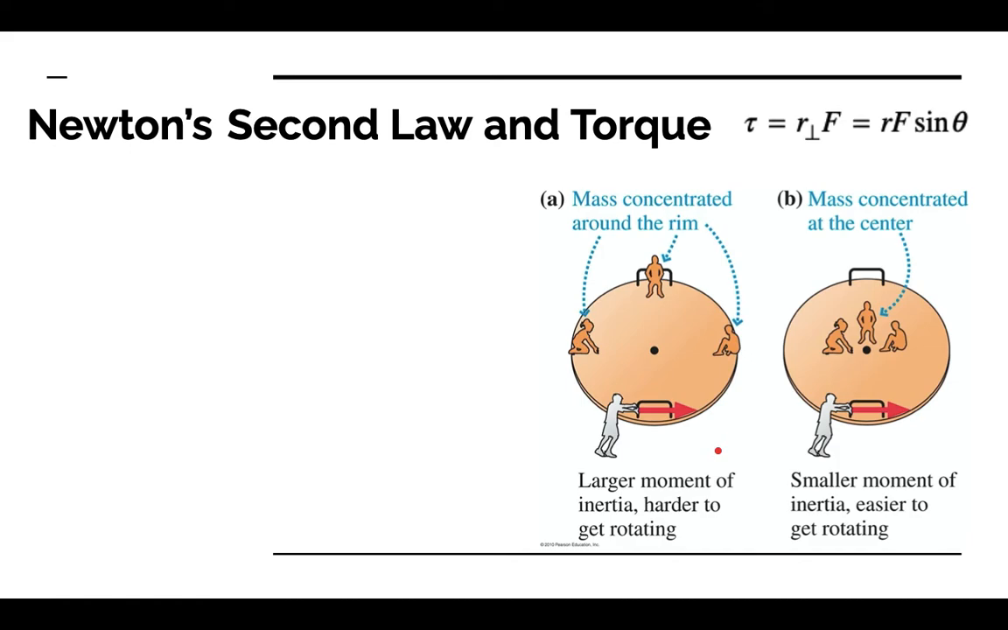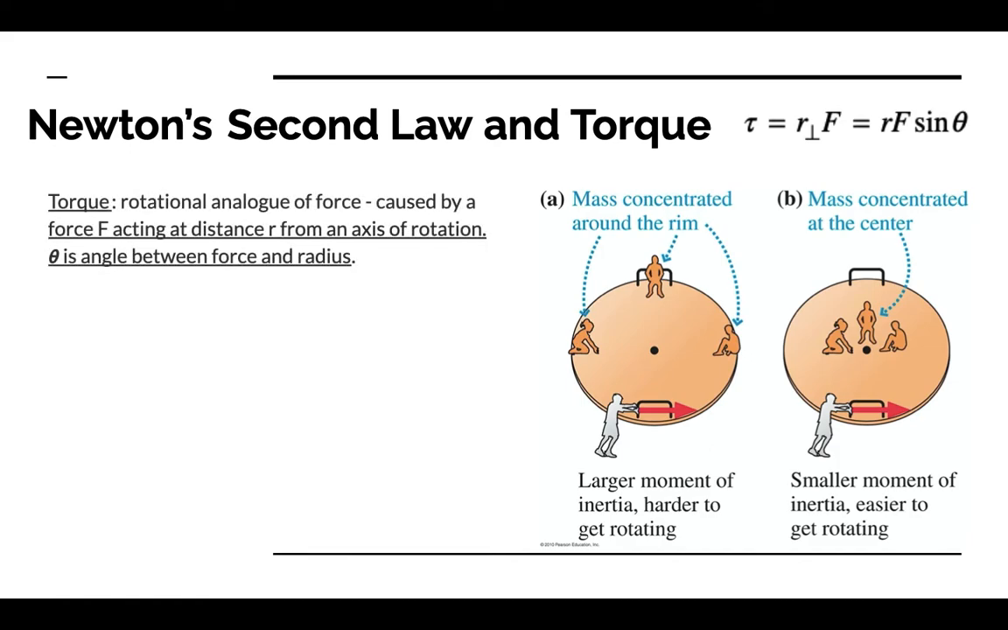Okay? Newton's second law and torque. Torque is the rotational analog of force. It's caused by a force acting at a distance r from an axis of rotation, where theta is the angle between the force and the radius. So, a force can act but not cause a torque. That can happen if our force acts at the axis of rotation, meaning r is equal to 0, or it can fail to cause a torque if the force is parallel to the radial line that it acts along, meaning that the angle between the force and the radius it acts along is 0 degrees, and hence sine of 0 is 0.